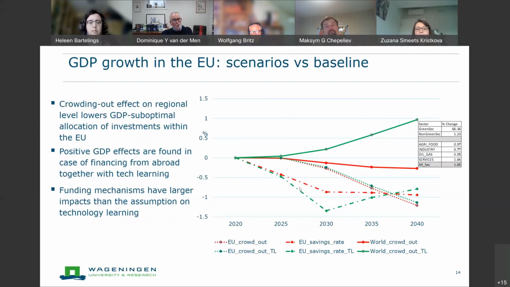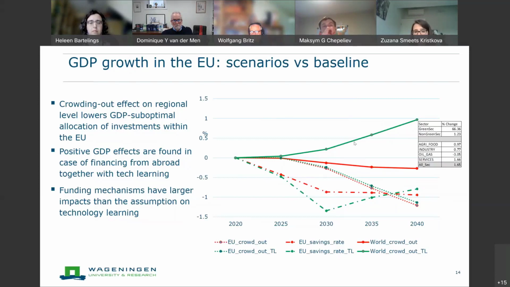And the last option, which seems the most optimistic result, is when this green investment increase would be funded from abroad, so the EU would attract more money from the global bank. And there we do see quite a big impact of technology learning.